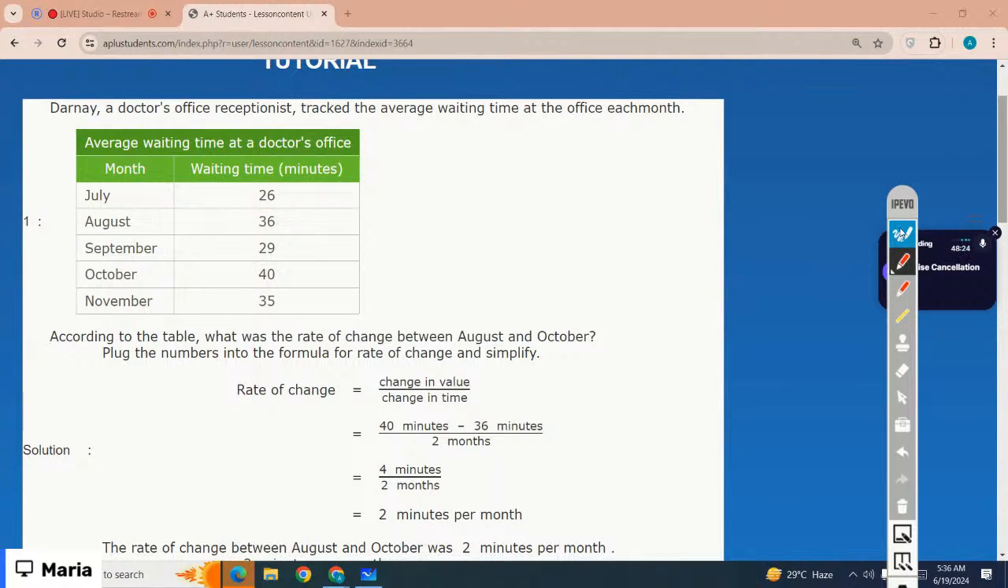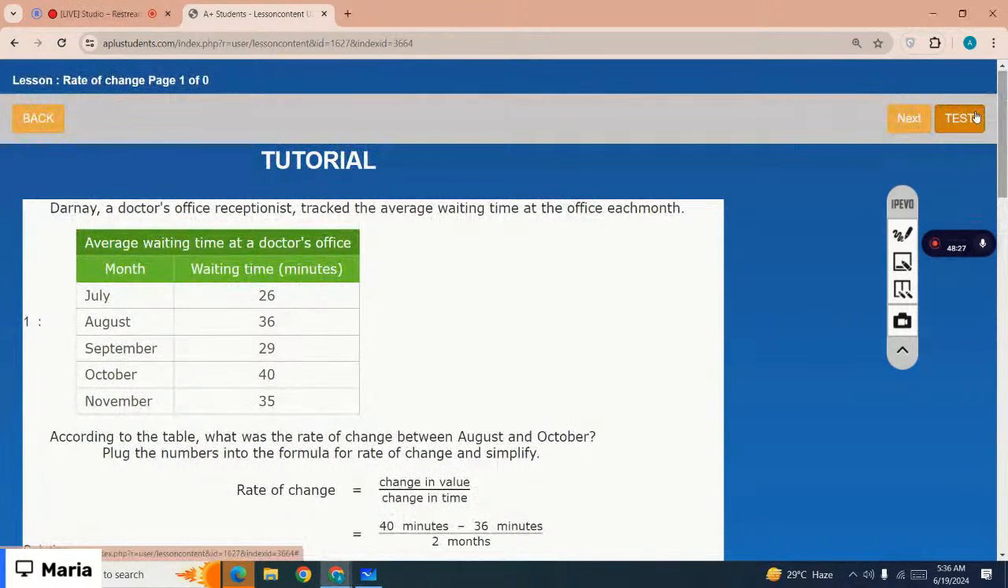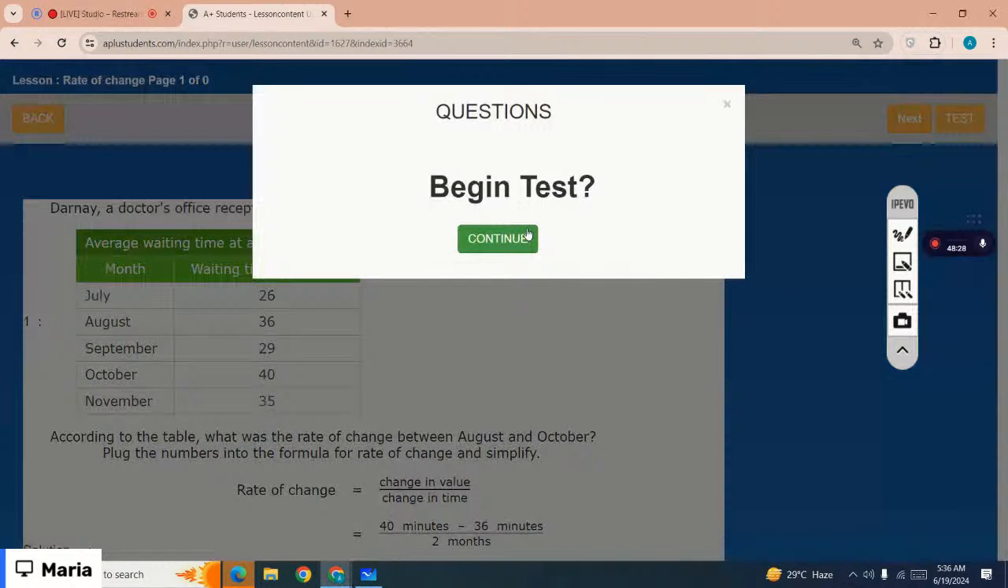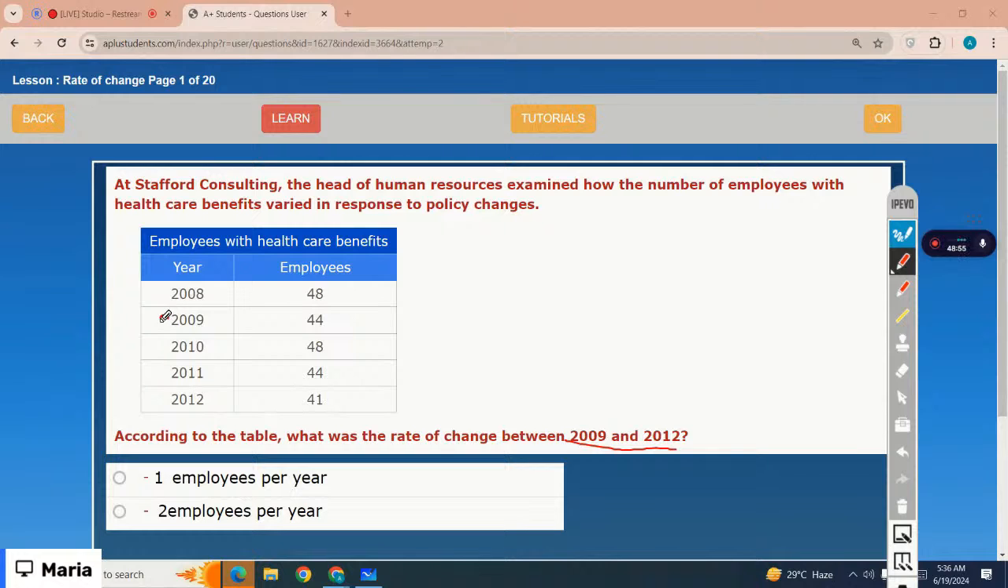Let's just start with the test questions. At Stafford Consulting, the human resources examined how the number of employees with healthcare benefits varied in response to policy changes. According to the table, what was the rate of change between 2009 and 2012? Here is 2009 and here is 2012, right? In 2009, that's 44, and in 2012, that's 41. The time duration is 3 years.